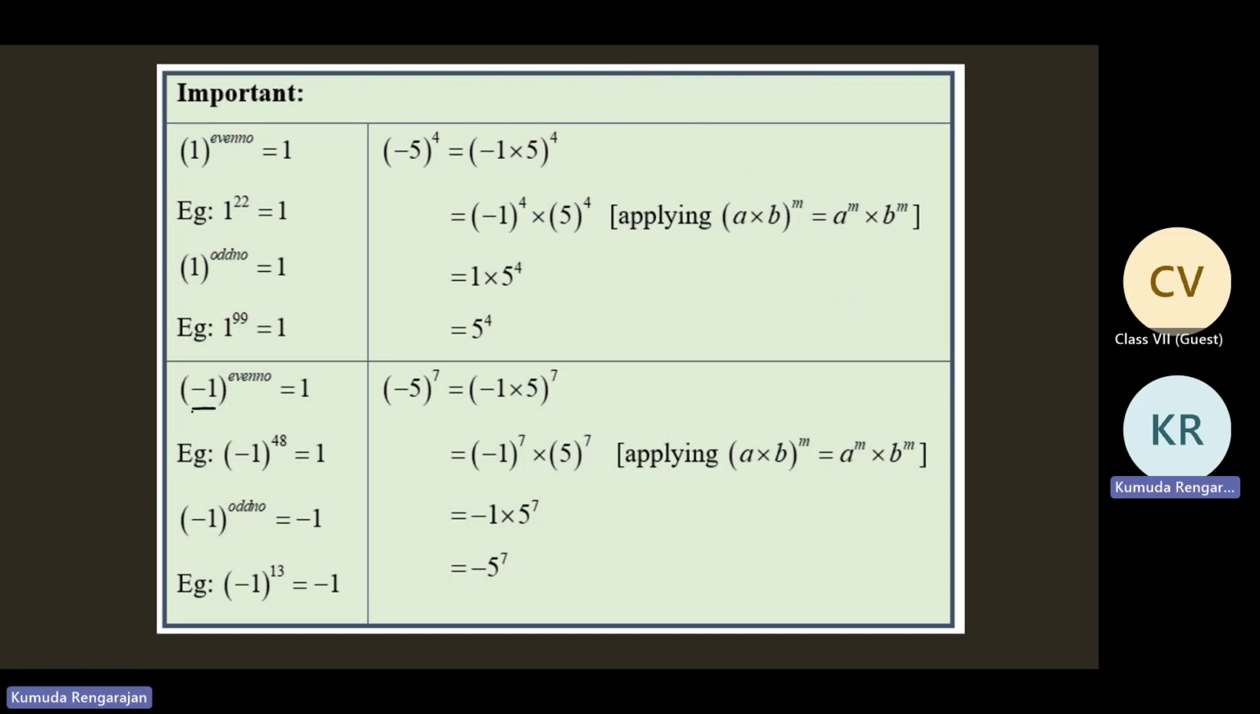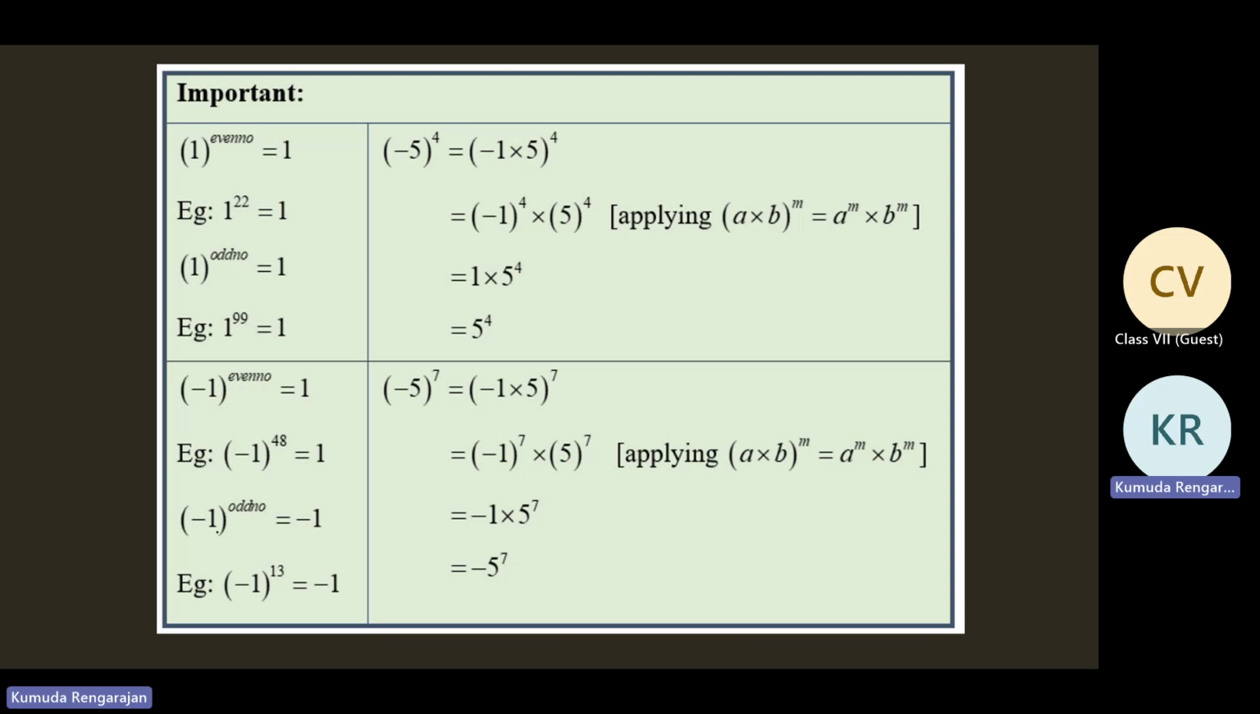Now here, minus 1 raised to an even power. Because minus is happening an even number of times, the result is 1. Because 1 into 1 into 1 is 1 only. This minus will happen an even number of times. That will become plus. So the result is plus 1.